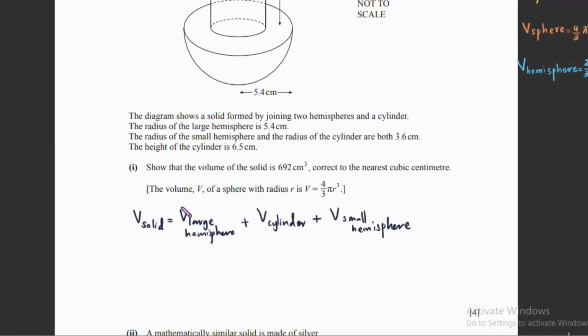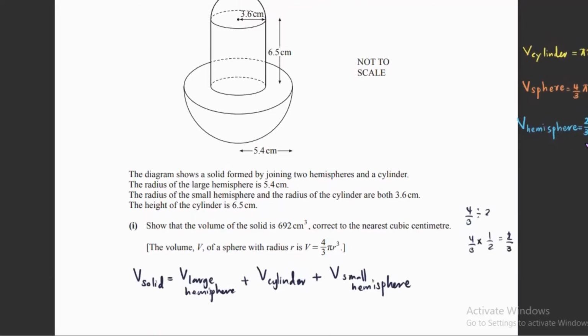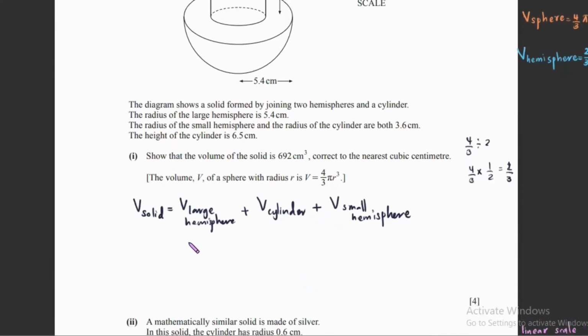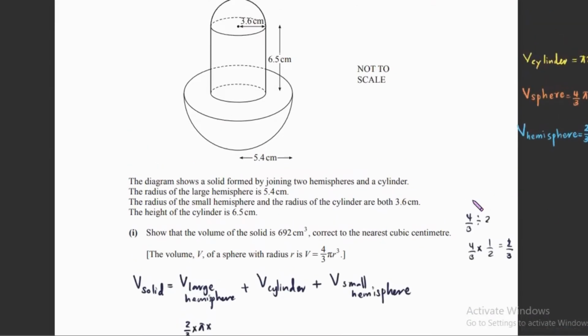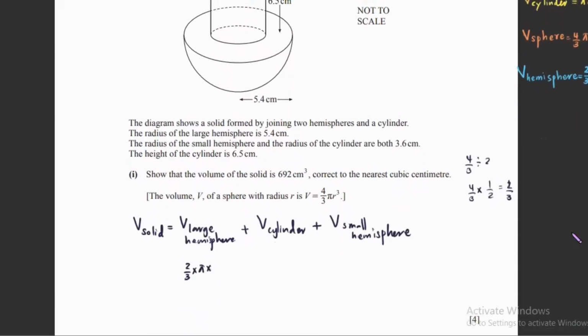To calculate the volume of a hemisphere, the sphere's formula is given to us. We need to divide that by 2. So when we divide 4/3 pi r cubed by 2, if we just consider only the fraction that is given here, 4/3 divided by 2 gives 4/3 times 1/2, which is the same as 2/3. So that is how we get the volume of the hemisphere as 2/3 pi r cubed. So I'm going to use that. So 2/3 times pi times the radius of the larger hemisphere, which is given to us as 5.4. So it's going to be this times 5.4 cubed.